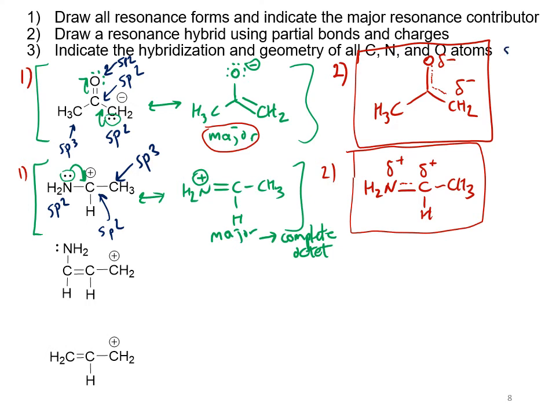And remember that sp2 hybridized atoms are planar and have 120-degree bond angles. sp3 hybridized atoms tend to be tetrahedral and have 109 or close to 109-degree bond angles.